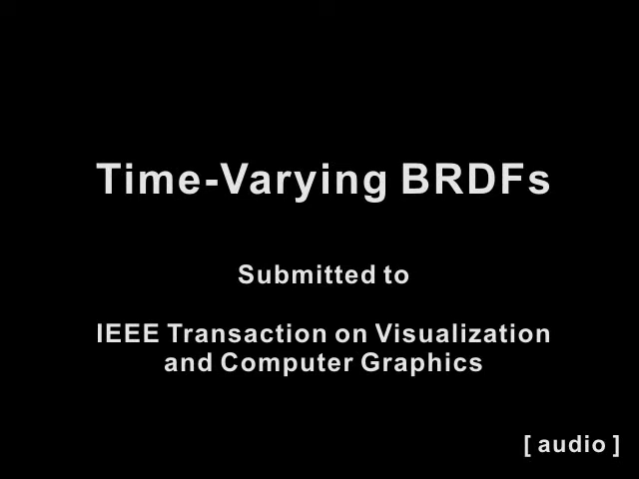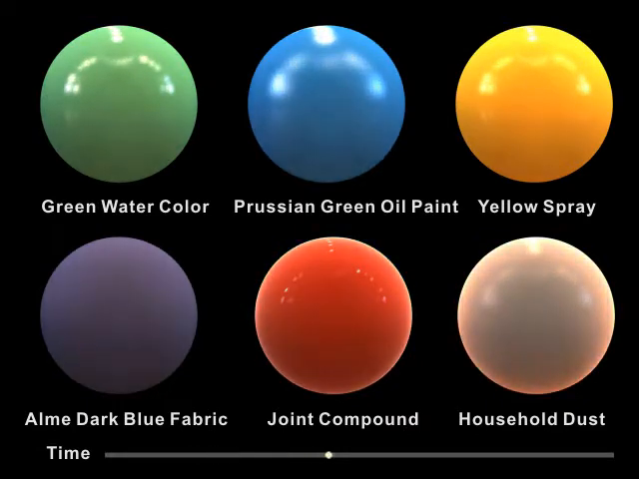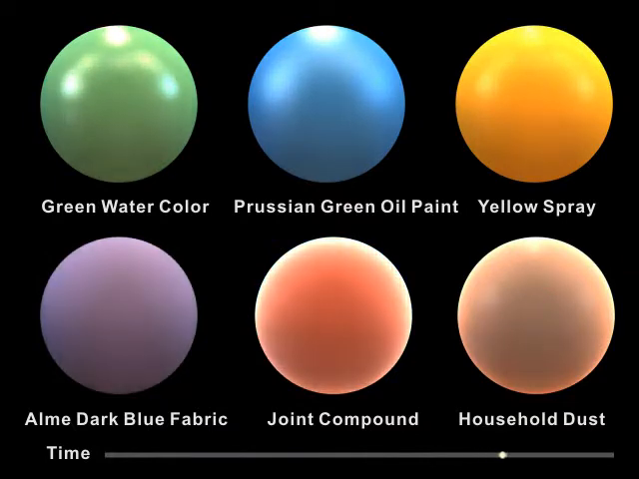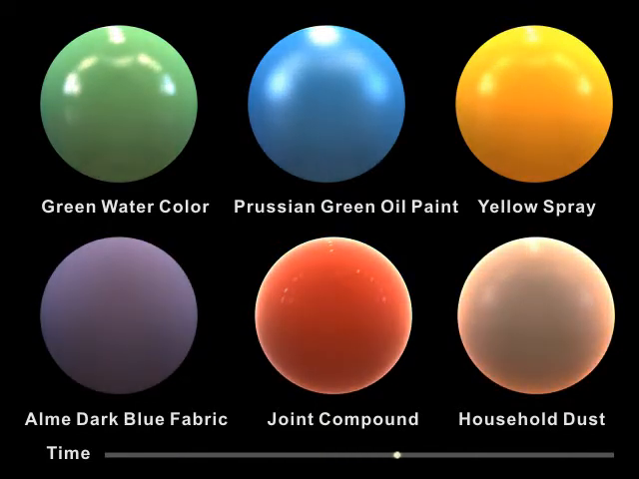In this paper, we present the acquisition, modeling, and rendering of time-varying BRDFs, or TV BRDFs. The properties of virtually all real-world materials change with time, causing their BRDFs to be functions of time. Here we show 6 spheres rendered with some of our acquired time-varying BRDFs, including watercolor, oil paints, spray paints, fabrics, joint compound powder, and household dust.